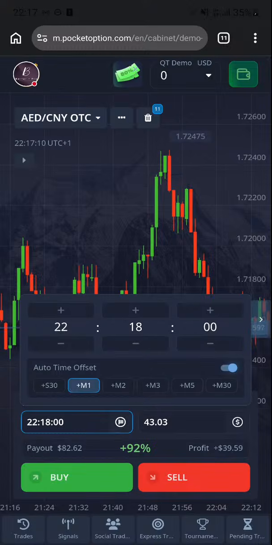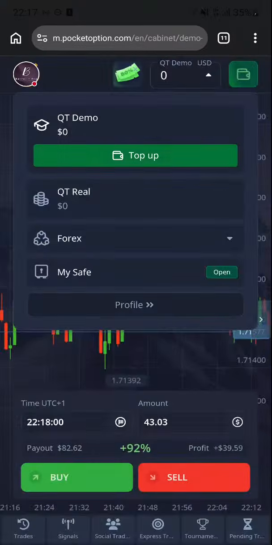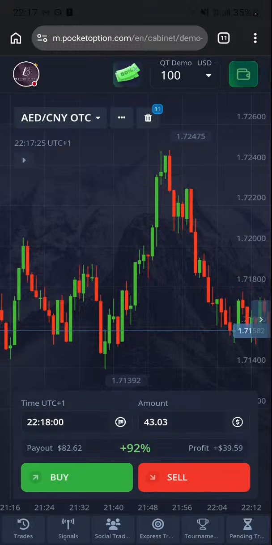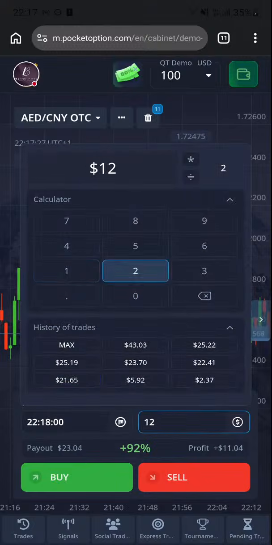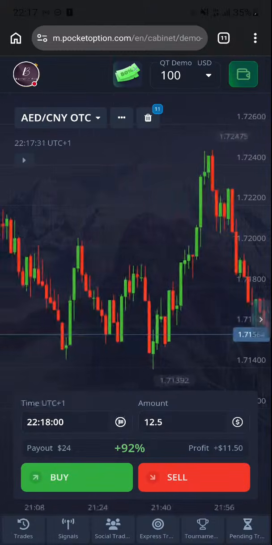Then we'll make sure that this second hand is on 0. It's very important that it's on 0. Auto time offset is on by default, so we'll leave it like that. Now we'll load an amount that we can enter the market with normally. Here we're going with 12.5% of our balance, and that's it basically.